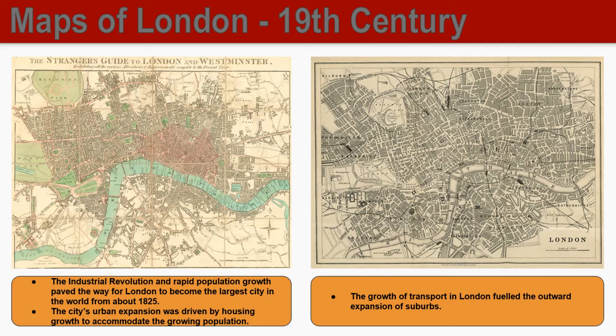In 1750, its built-up area measured about 8 kilometres from east to west. By 1850, this had tripled to 24 kilometres.